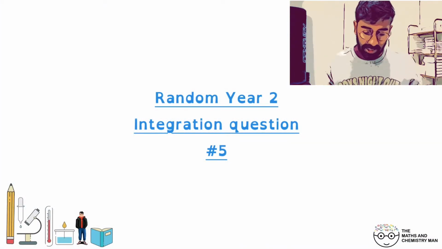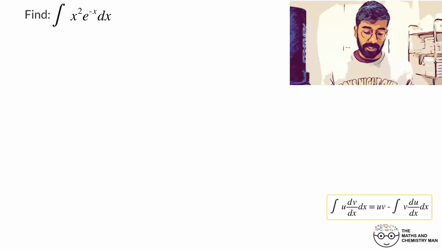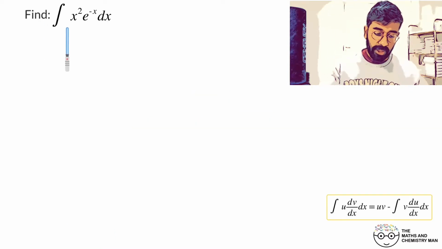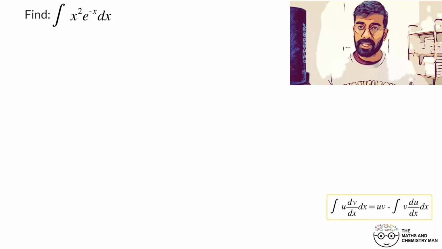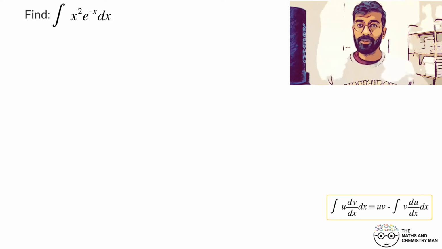Oh yes, we've got more integration. We're on question number 5. And here it is. What we've got to do is find the integral of x squared e to the minus x dx. So there it is. Jot that one down, have a quick go, and we'll go through the solutions in a couple of seconds.